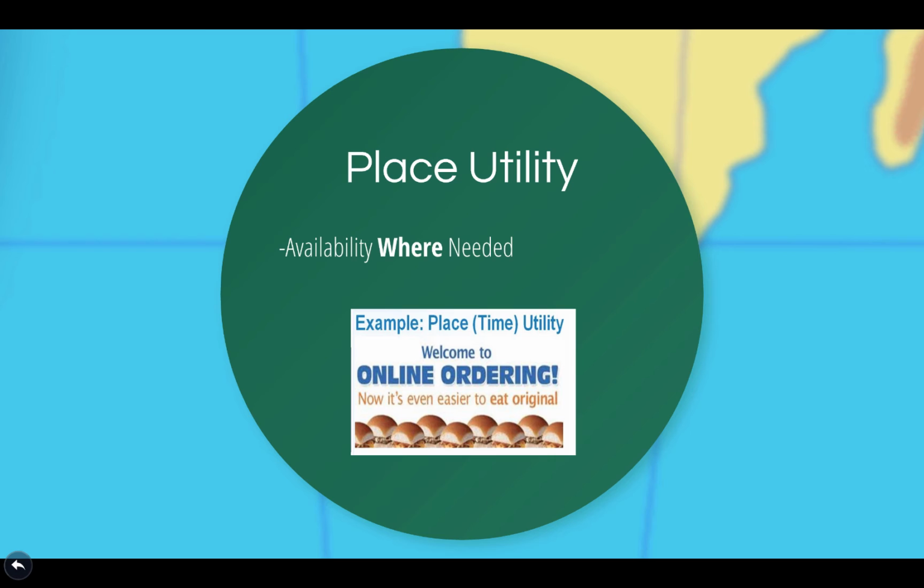Place utility is the idea of making products available where they are needed by customers. In other words, products are moved from areas where they are not needed or are not popular to areas where they are. So for instance, winter gloves serve very little purpose in Southern California or Florida, but are highly desired in the winter months on the eastern seaboard or around the Great Lakes areas.